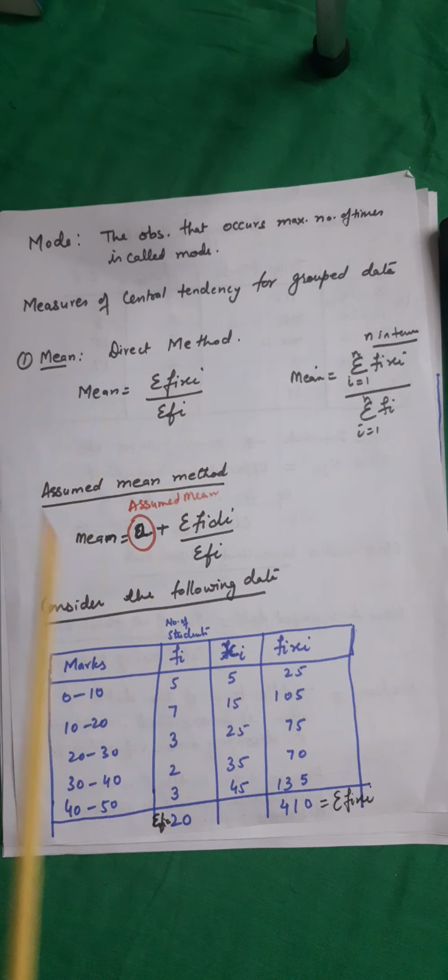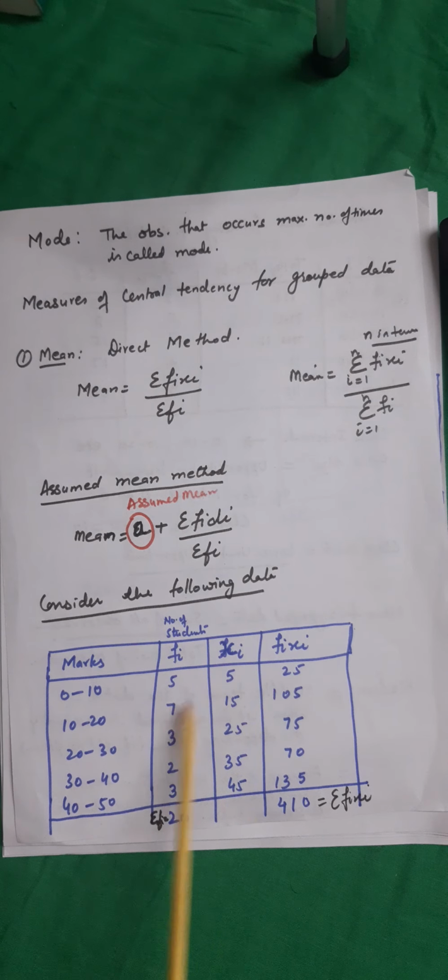Next I require fi xi, that means these two should be multiplied. So I have multiplied all these, right? So this answer is coming, please see.